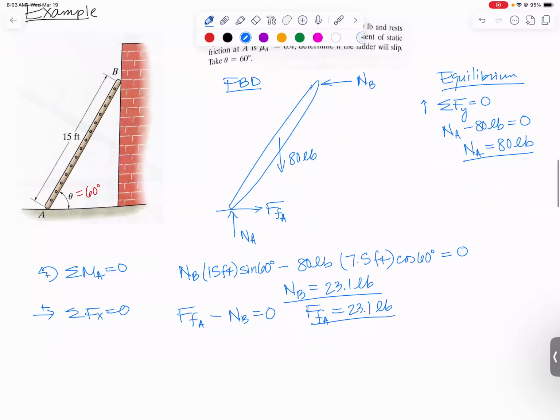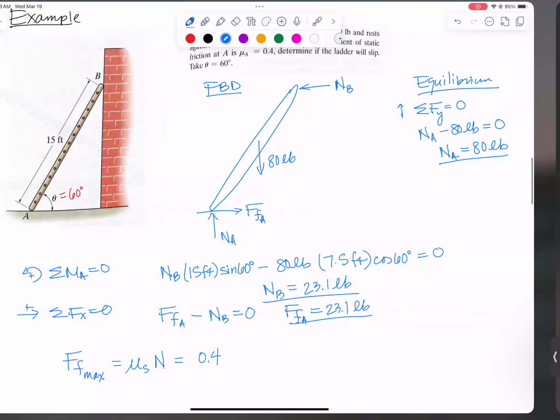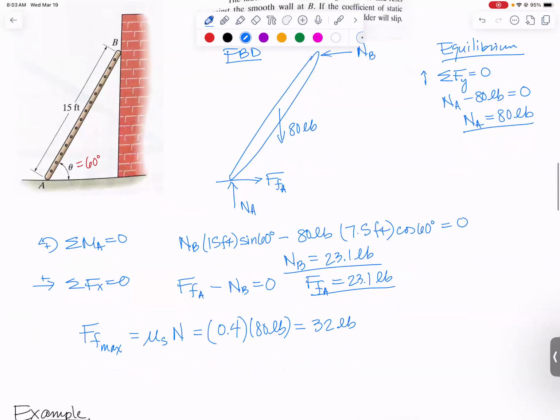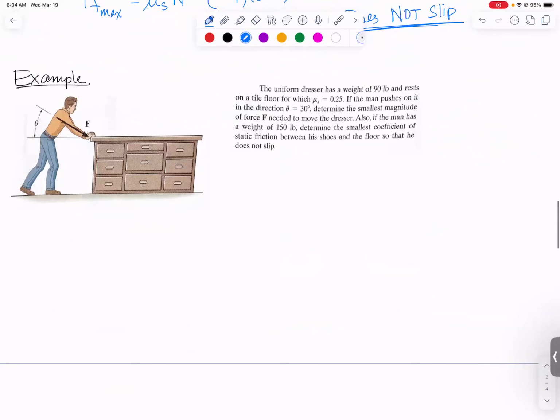Now we need to check the friction inequality. So let's figure out the maximum amount of friction available, which is going to be the coefficient of static friction times the normal force at A. The coefficient of friction was 0.4, and the normal force at A we calculated is 80 pounds. Multiply that out, and we get that the max friction available with this setup is 32 pounds. That's great, because the friction we need to keep the ladder from slipping is less than that. So since the force of friction at A is less than F max, it does not slip. And we're done. I said that was the easy warm-up example.